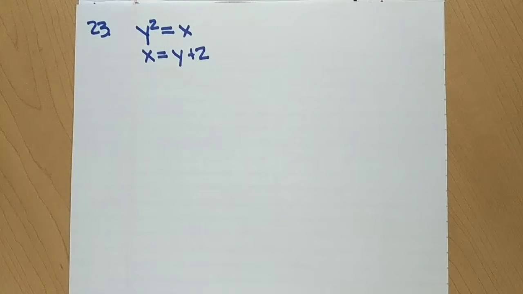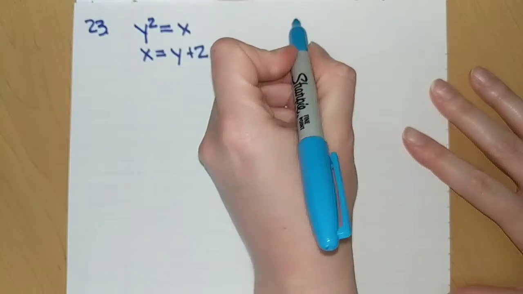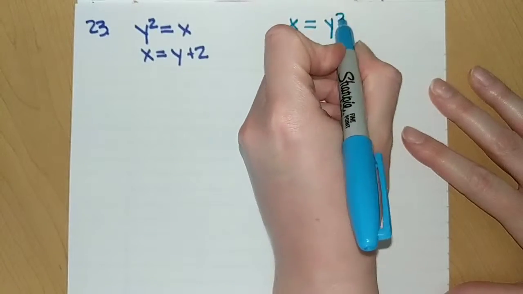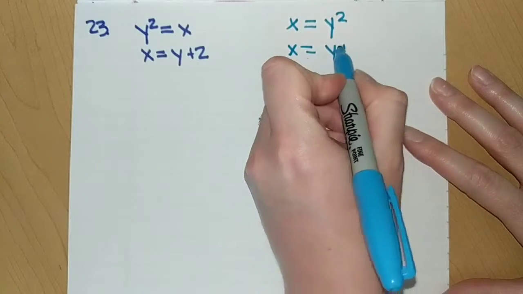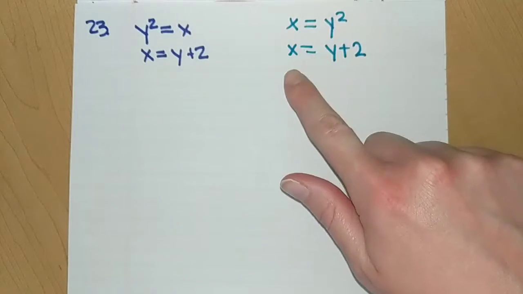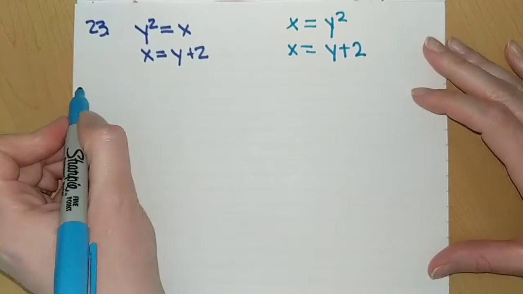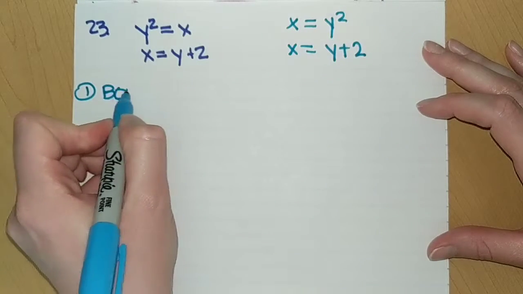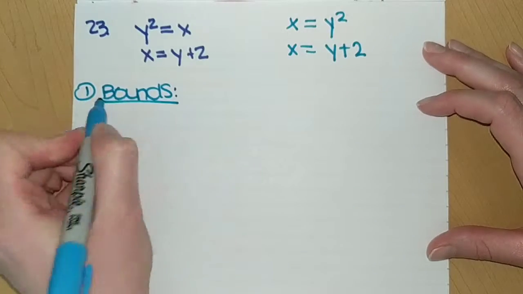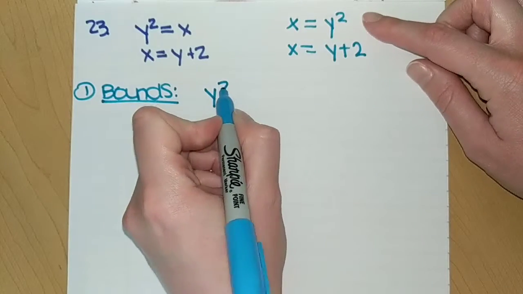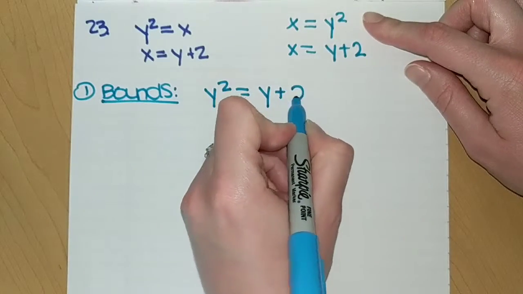So the first thing you want to do is rewrite this so that it looks like x is equal to y squared, x is equal to y plus 2. So you truly have x equals, and then once you do that, you can set the two functions equal to each other. To find your bounds, you're going to set y squared equal to y plus 2.